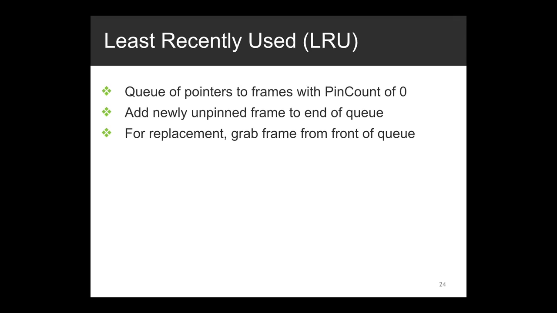Okay, so what is the least recently used algorithm? The algorithm is pretty simple. You have a queue of pointers to frames with pin count of 0. So it's a queue data structure where each entry is a pointer to a frame in your buffer pool that has a pin count of 0. If you get an unpinned frame, like maybe a query is done with a page and now that pin count has been brought to 0, then that page is added to the end of the queue.